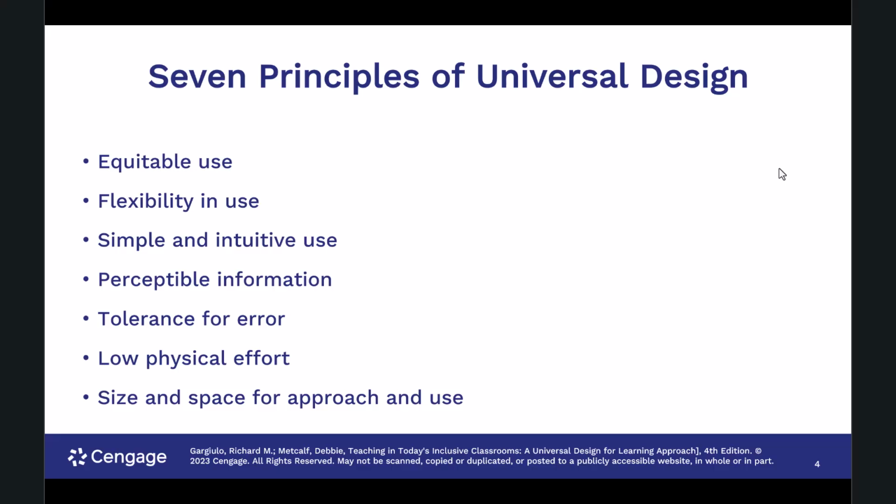It needs to be flexible, that when we use it, there's flexibility in how we use it. It needs to be simple and intuitive to use. If it's complicated and you can't figure it out, then that does no good, right? If someone can't figure it out, that doesn't make it equitable because they haven't figured out how to even use it. Perceptible information. It needs to be perceptible.